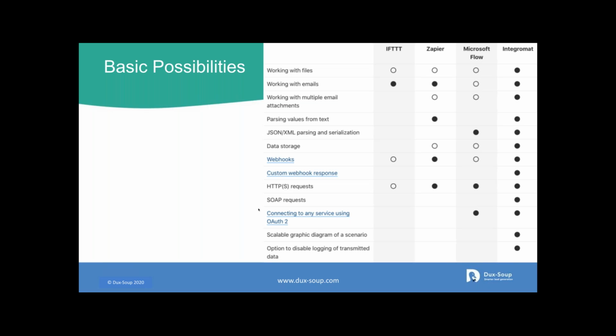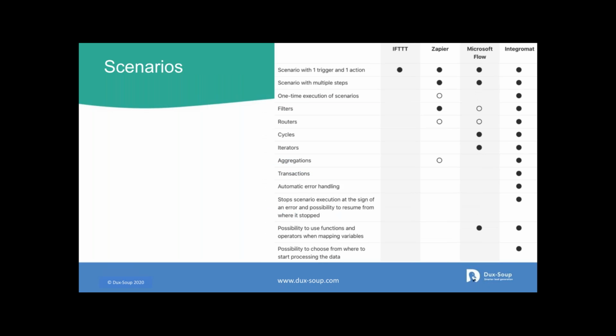What's the best, and what we will show today, is the scalable graphic diagram. It's scalable because you cannot get lost there, and I hope that we will not get lost today. In this diagram, we will show routers, cycles, iterators, some aggregations, transactions, any kind of operations you can do there in Integromat.